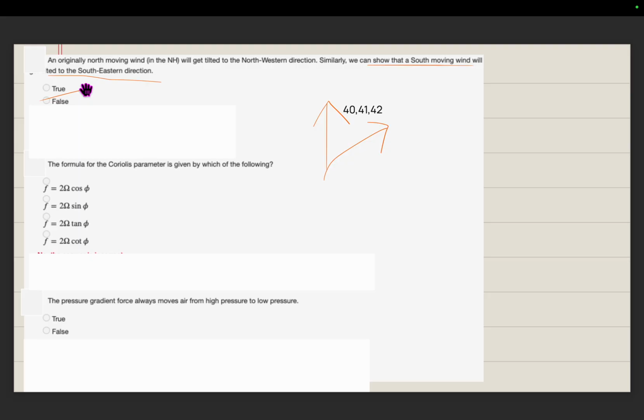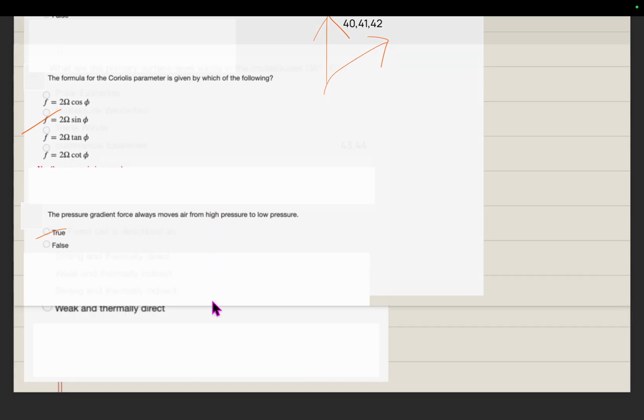Now question 41. The formula for the Coriolis parameter is given by which of the following? Option B. Yes, this is option B. And question 42. The pressure gradient force always moves air from the high pressure to the low pressure. Is this statement true or false? True. Yes, question 42 is true.